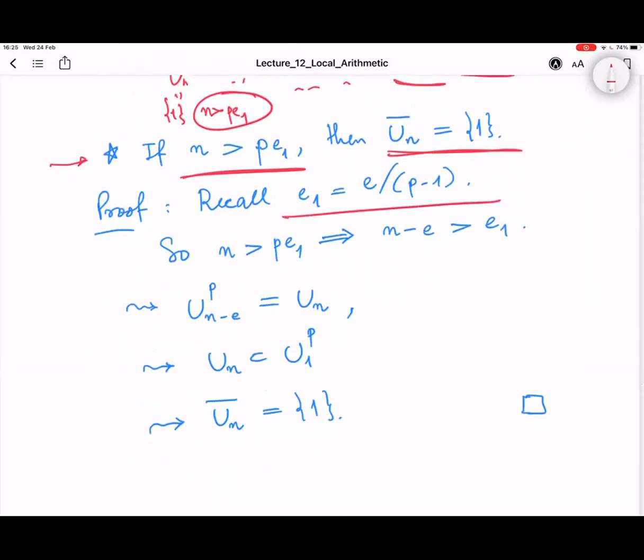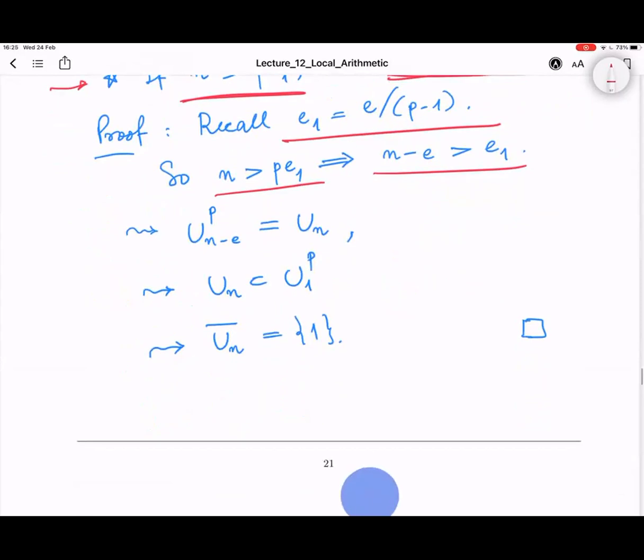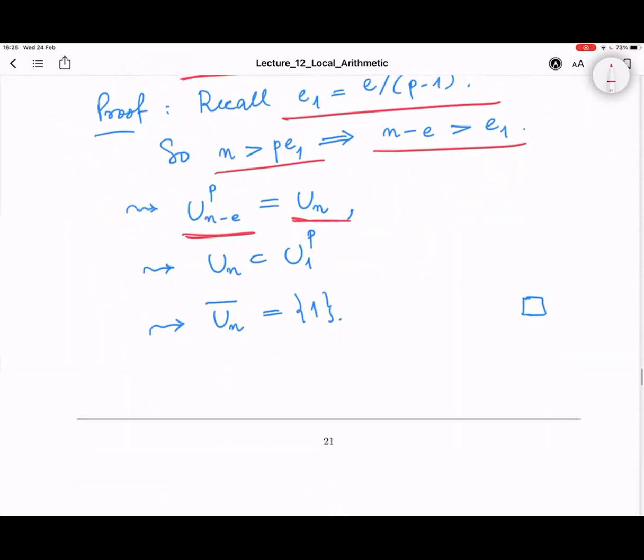So e_1 was this. N is strictly greater than p e_1, that's the hypothesis that implies that N minus e is strictly greater than e_1. So when I raise to the p-th power, the map on U_{N-e} is actually going to be a bijection with U_N. That's what we have proved just now, right? So U_N is therefore going to be contained in U_1 to the power p, and therefore its image modulo U_1 to the power p is obviously trivial, right? So that's it. There's nothing more to prove.